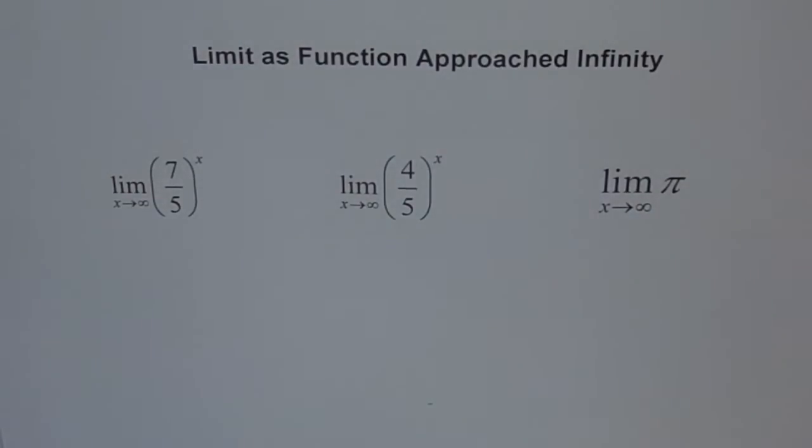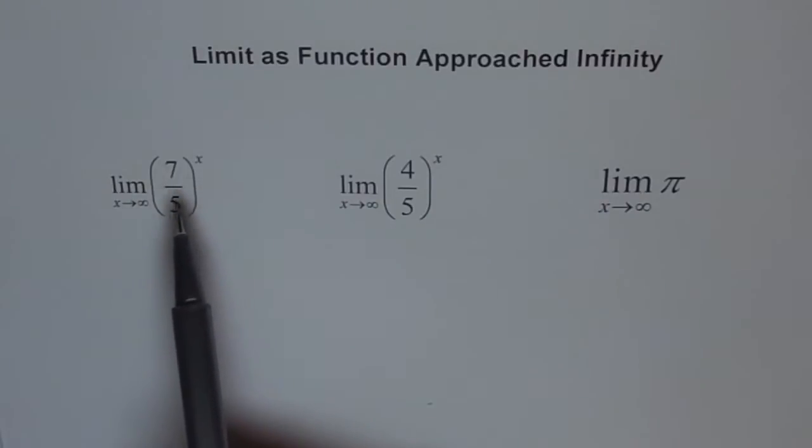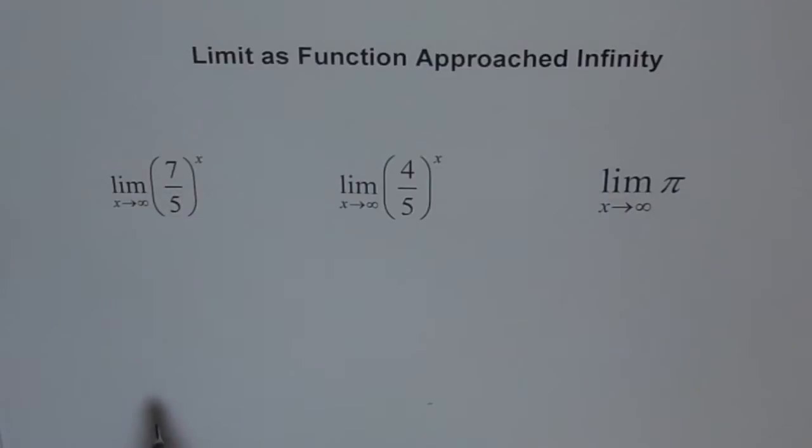Hello, let's try to understand the limit of a function as it approaches infinity. Here are three examples before us. The first two are exponential functions, and the last one is tricky. The first one says limit of 7 over 5 to the power of x.